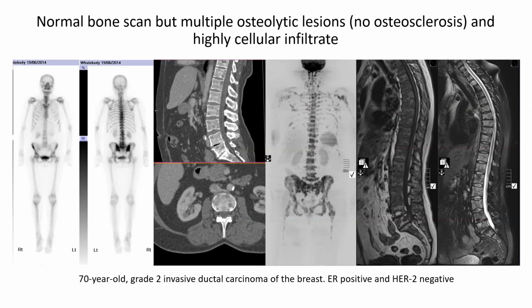Here's an example in breast cancer. You can see that the bone scan has been read as negative. There is immense infiltration on the T1 and the T2 sequences, which you can also see on the diffusion sequences. And if you look at the CT scans, we can see multiple areas of osteolysis, but very little in the way of an osteosclerotic response, as a result of which the bone scan is also negative.